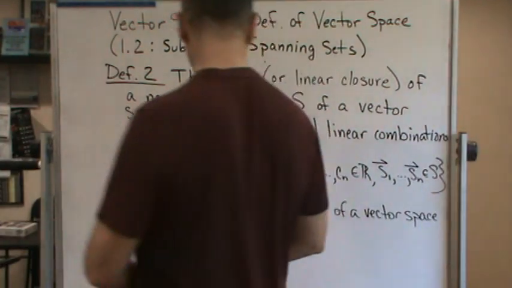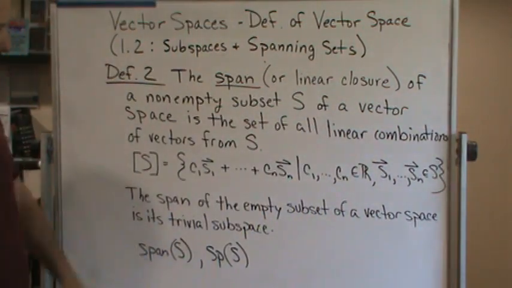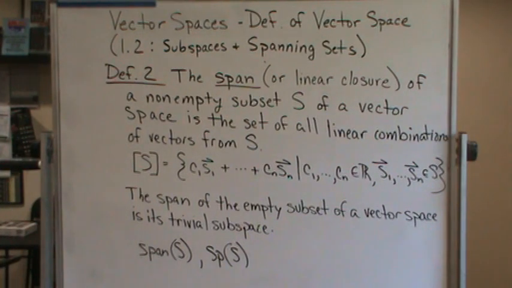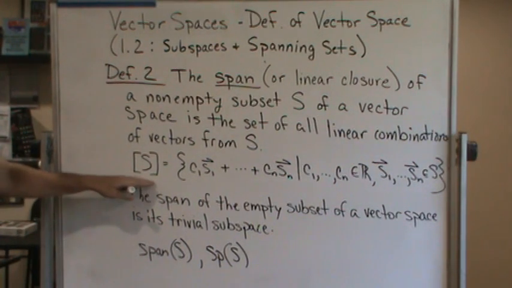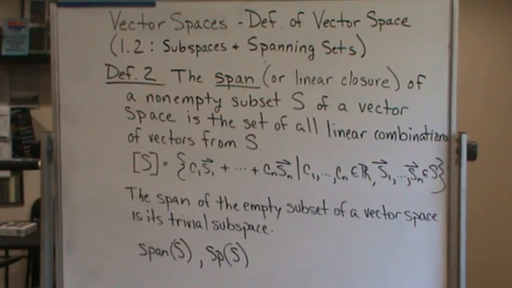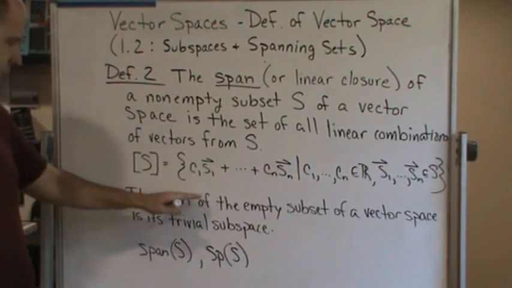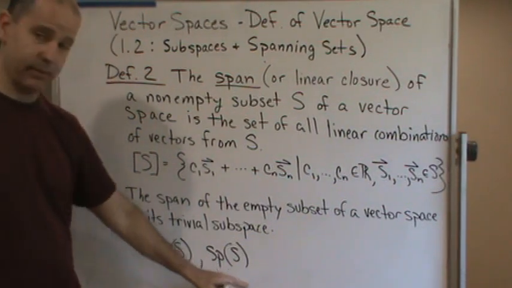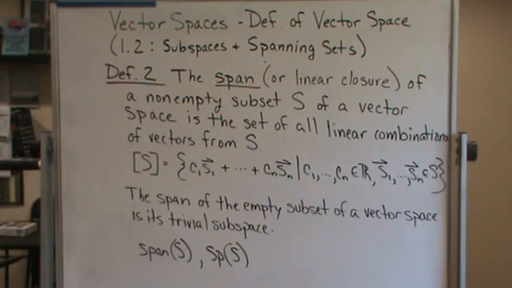Now, the span of the empty subset of a vector space is just the trivial subspace. Also, this symbolism here is not the only symbolism. There's not just one way of writing the span. Sometimes it's written this way, and this way is also common in textbooks. Okay, just so you know.